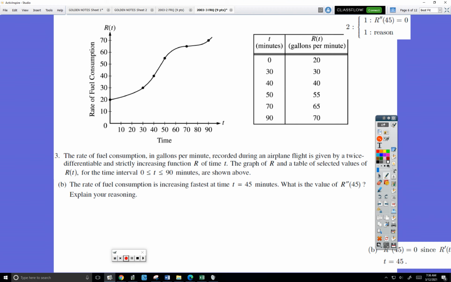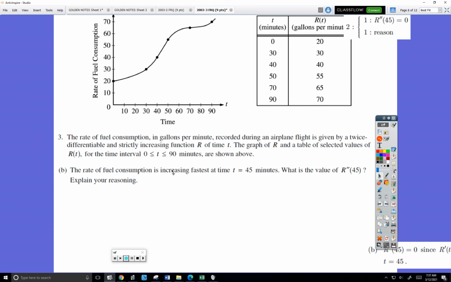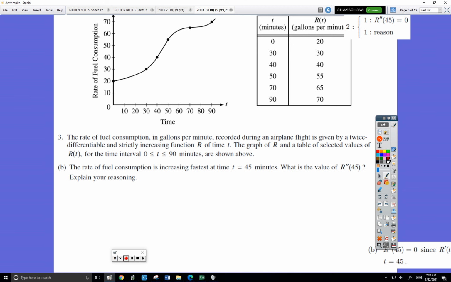So in this problem, what symbol represents rate of fuel consumption? Capital R. So as I'm reading the problem, that's what I'm going to write down. I know I'm going extra slow here, but just to emphasize the importance of going slow. So rate of fuel consumption, that's R of T. So R of T is increasing. So R of T is going up fastest. Okay, that's a really short statement, but it tells me a very key idea.